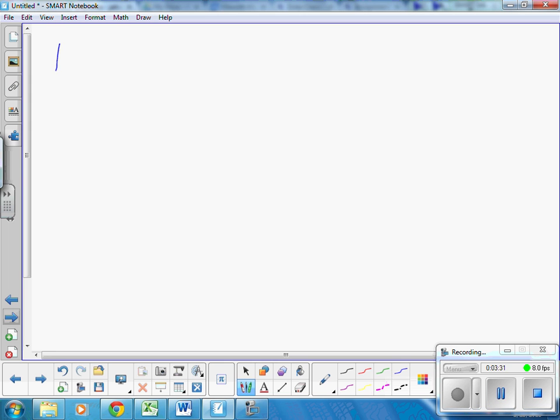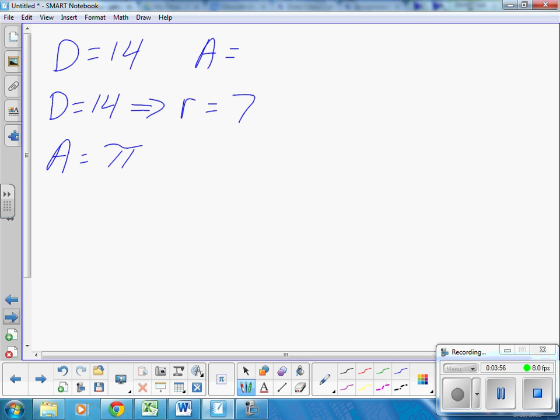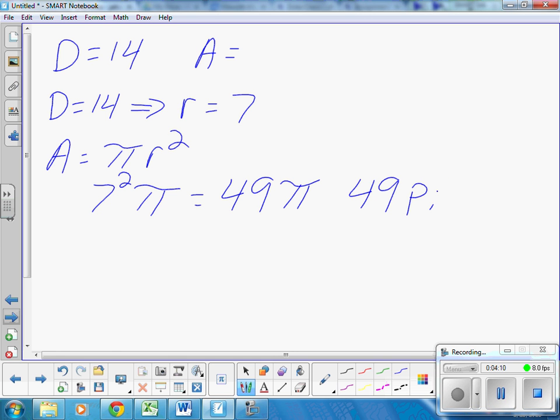All right, let's do another example. Let's say the diameter is equal to 14. We need to find out what the area is. Well, if the diameter is equal to 14, that means the radius is equal to 7, because you need 2 radiuses to get the diameter. The area is equal to pi r squared. So 7 squared times pi, 49 pi. So for con, it will be 49 pi.